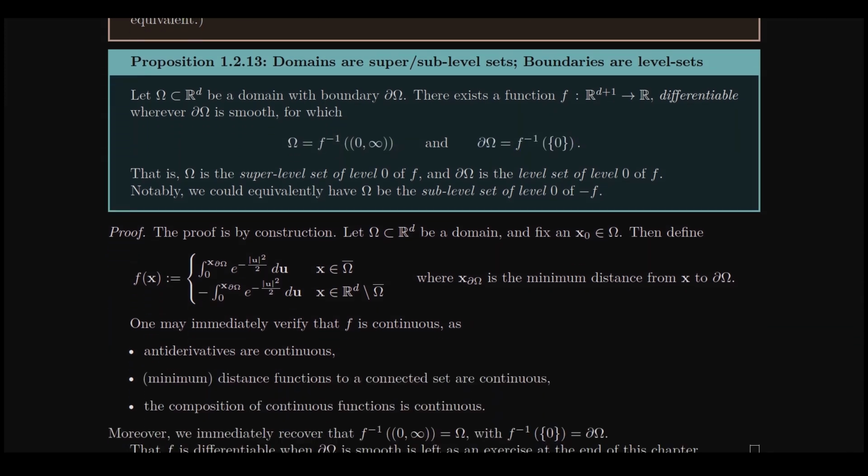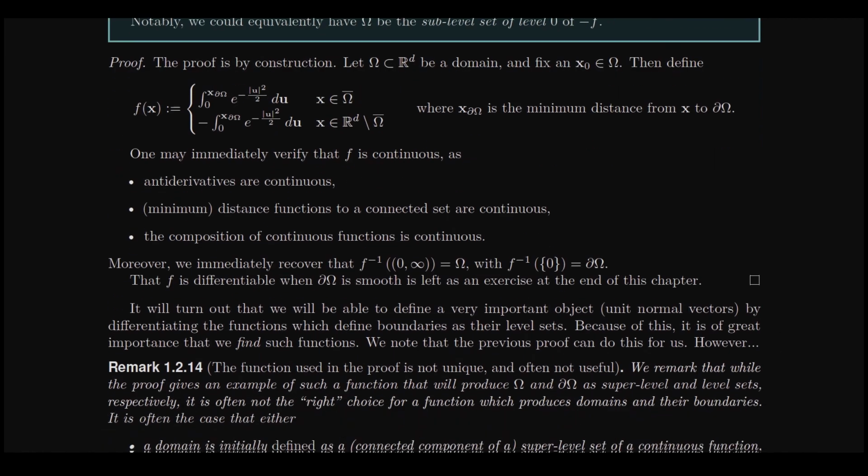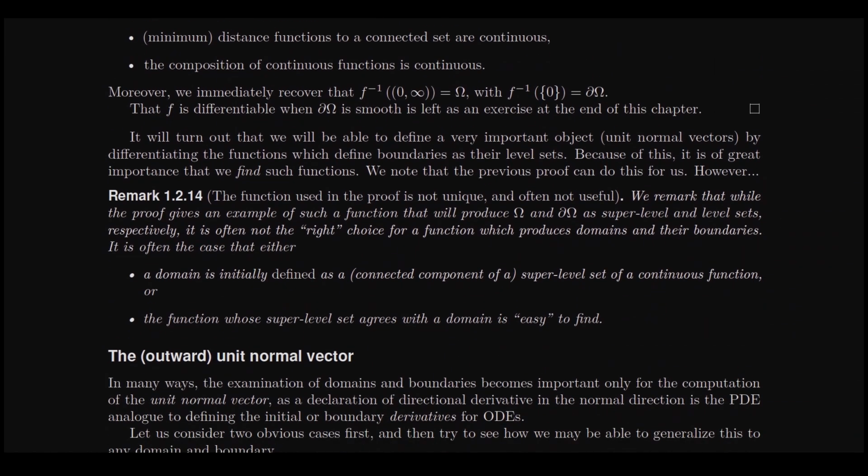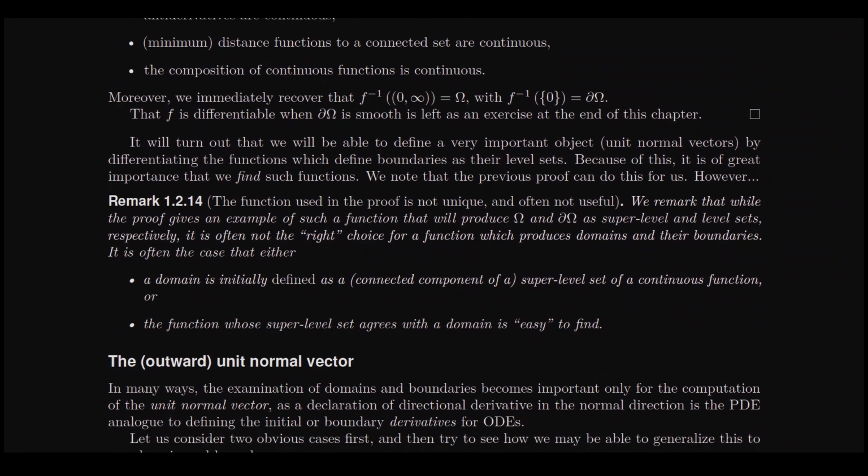And the proof goes through the way of constructing one such function, but then I have a remark where I say the function in this proof is actually really not important. Most of the time, we are going to be defining a domain as a super level set, right? A super level set of a continuous function. And we can jump back to the whiteboard and see that.